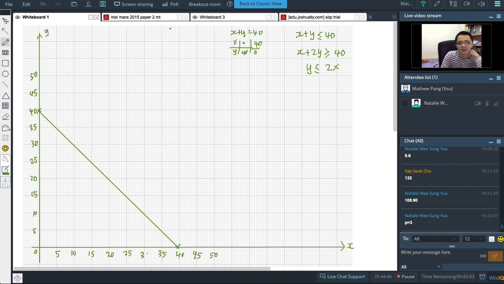Okay, then for the second one, x plus 2y equals 40. Same thing. If x plus 2y equals 40, I draw a table, x and y. When x equals 0, y will equal 20. When y is 0, x is 40. So 0, 20 is here, and 40, 0 is the same coordinate here. Then I will draw this one.